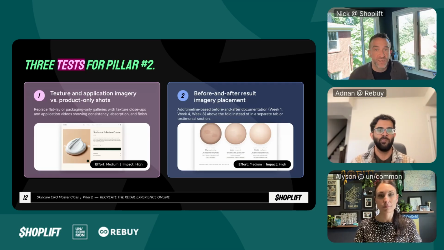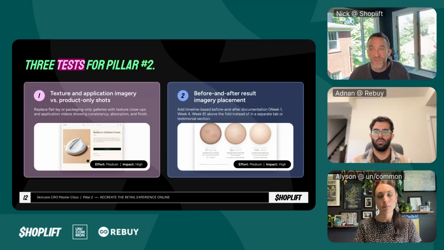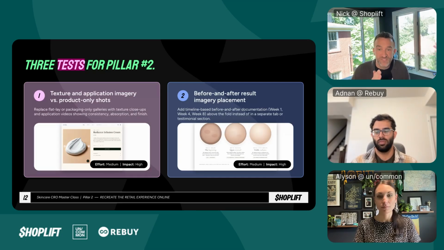Before and after result imagery. So if you're a skincare brand who's really appealing to transformation or results, don't forget to show what the human that didn't have the product looked like before, or what their skin looked like before, and what it looked like after, and crucially, what it looks like at the steps along the way, especially if you're selling a routine.